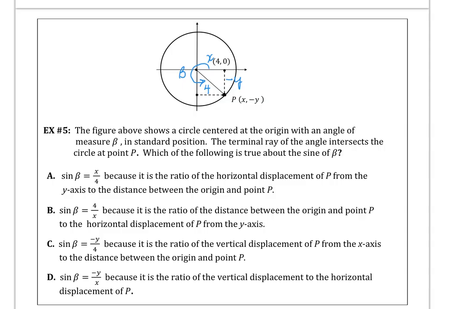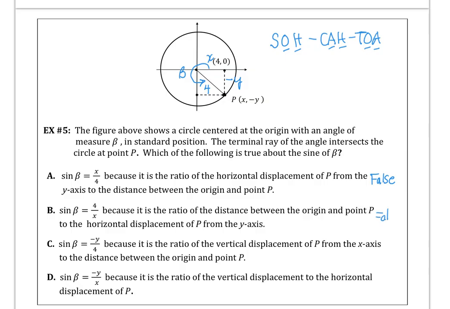So what is true? Is the sine of beta x over 4? Well, the sine is the length opposite divided by the hypotenuse. You may know the mnemonic SOH-CAH-TOA, which gives us that easy way to remember opposite, hypotenuse, adjacent, hypotenuse, opposite, adjacent. So is the ratio, this one is false. The sine of beta is 4 divided by x. So hypotenuse divided by adjacent, that's false.